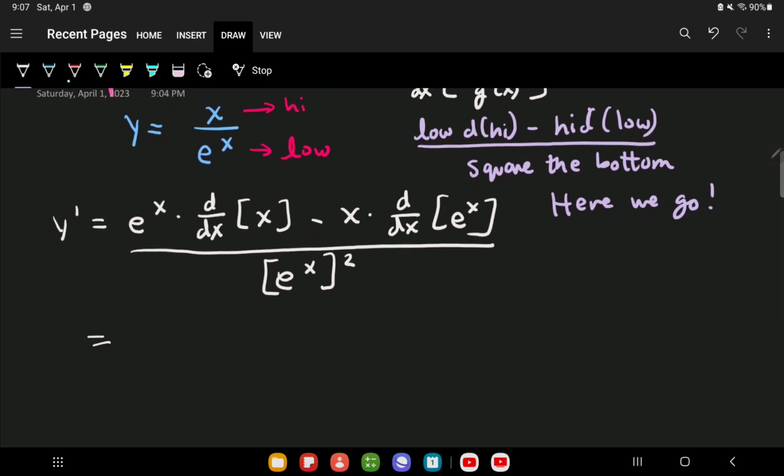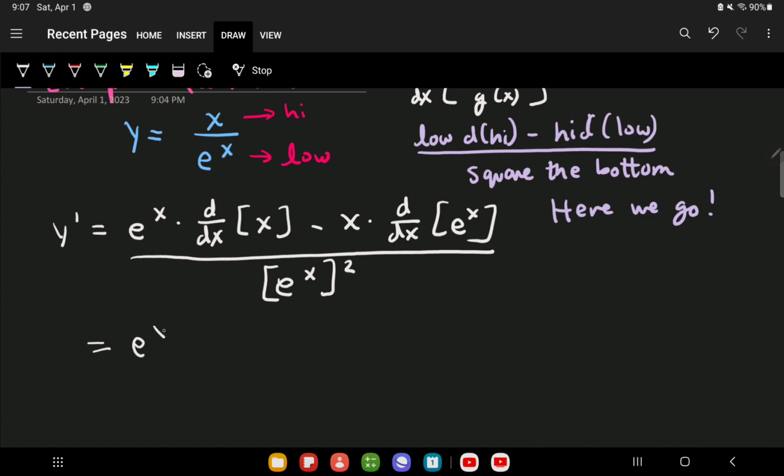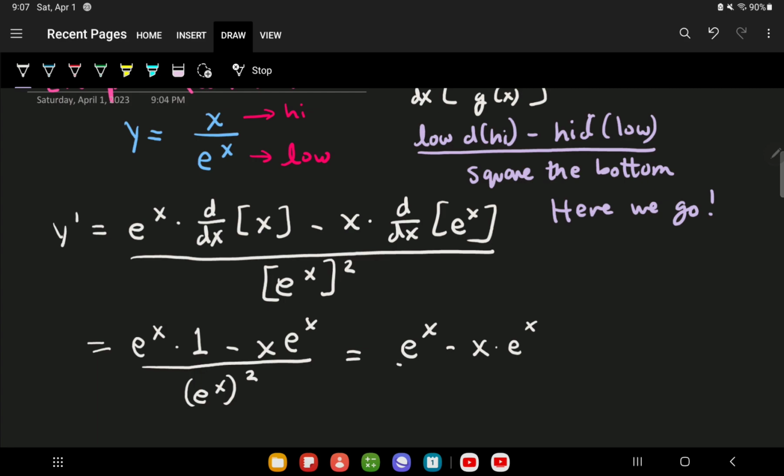So, what do we know about the derivative of x? Well, that's just 1. And what's the derivative of an exponential? That's just e to the x. So the answer is e to the x times e to the x, quantity squared. We can simplify it once more: e to the x times 1 is just e to the x, minus x times e to the x, over e to the x squared.